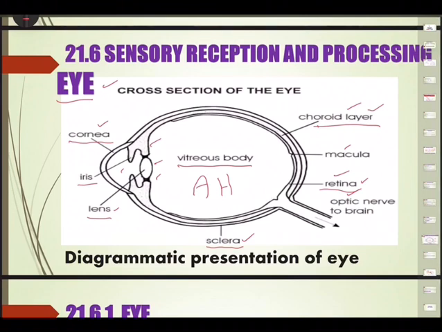The space between the lens and the retina is called the vitreous chamber, and this is filled with a transparent gel called vitreous humor. So there are two humors, aqueous humor and vitreous humor.